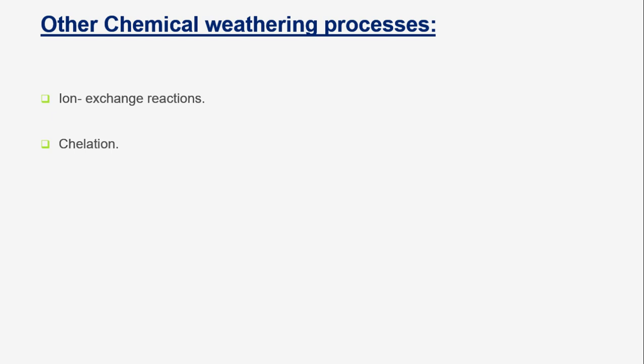The other two processes are the ion exchange process and the chelation process. The chelation process generally occurs in the presence of some chelate cations. This chelating substance will add up and form bonds with the metal ions or the organic substance to form organic molecules.